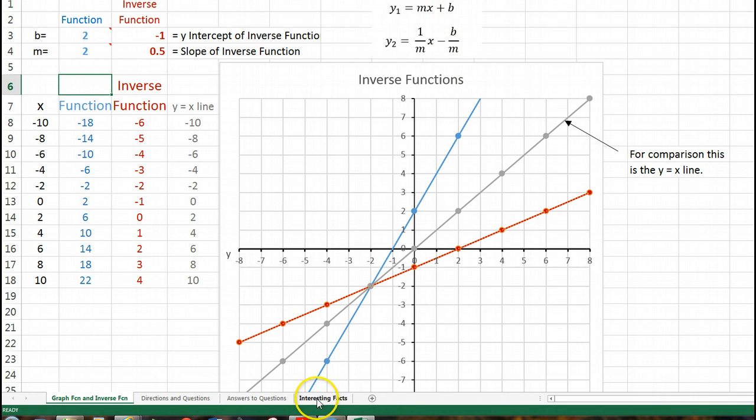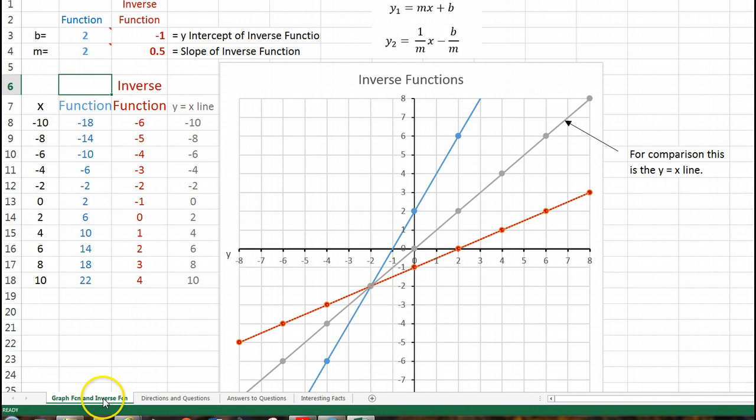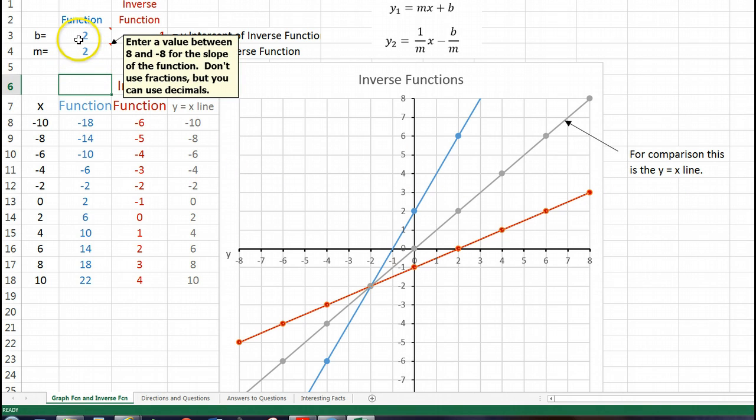All the facts about inverse functions are shown on this program. You just click on the tab. I'm not going to go into great detail, but basically the program shows the relationship between the function and the inverse function. For example, the graph of the function is shown in blue, and the graph of the inverse function is shown in red. And we have a third function, y equals x, just a straight line with a 45-degree angle, slope of 1, for comparison.